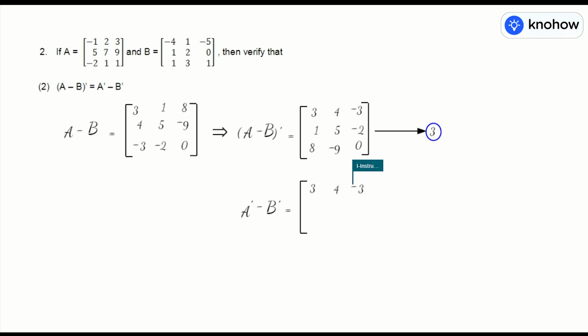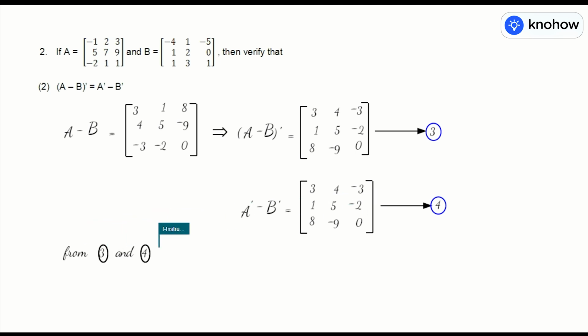And similarly, you subtract the other elements correspondingly for A dash and B dash. We get 1, 5, -2, and 8, 9, 0. Call it fourth. Now if you compare third and fourth, you find that the two are equal. So by comparing third and fourth, we find that the transpose of matrix A minus B is the same as A dash minus B dash. So your second part has also been verified.